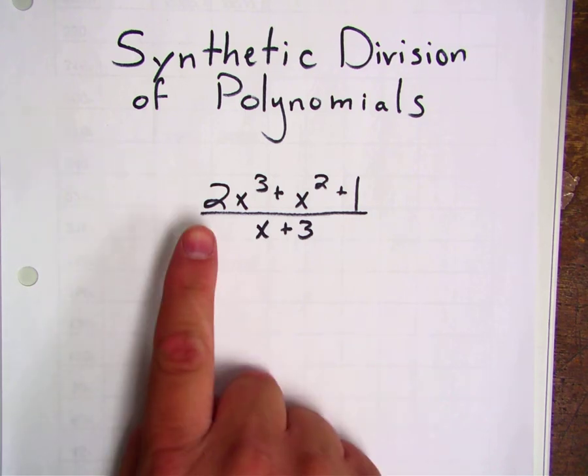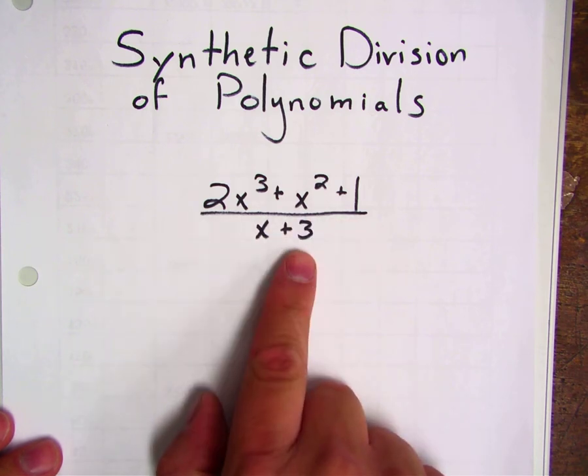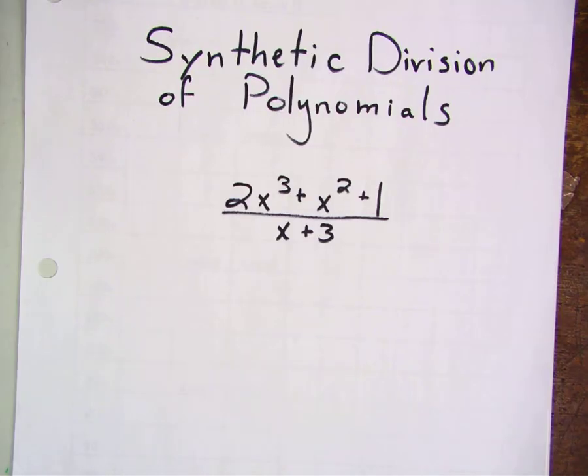So we're going to do an example of 2x cubed plus x squared plus 1 divided by x plus 3. And this one's going to have a remainder, so you'll see how that kind of works. But a lot of times when we use synthetic division, we're going to be looking for factors of a polynomial. We're going to be specifically looking for cases where there is no remainder. And it gets a lot easier if there is no remainder, but this one's going to have a remainder. And we'll see what that looks like when we get there.